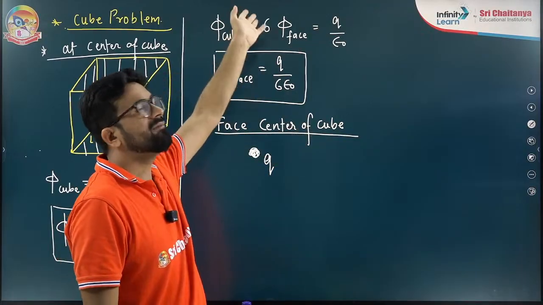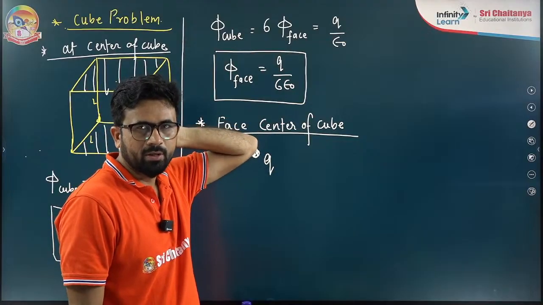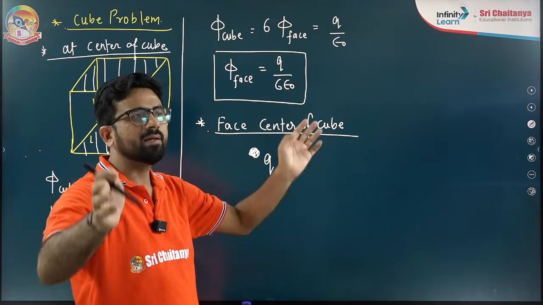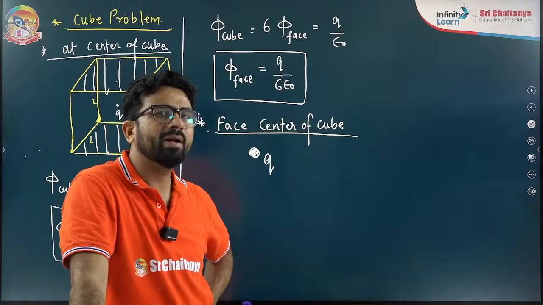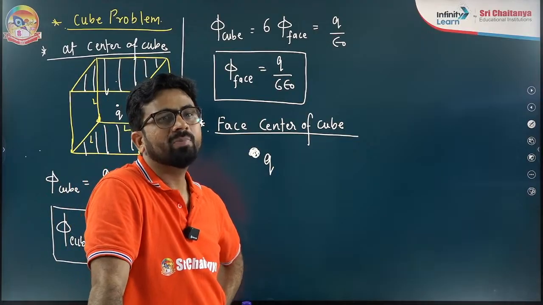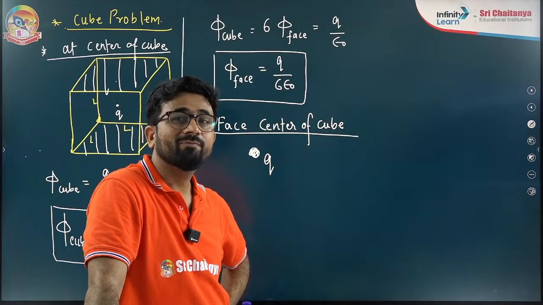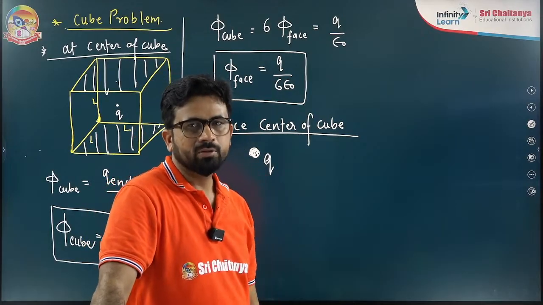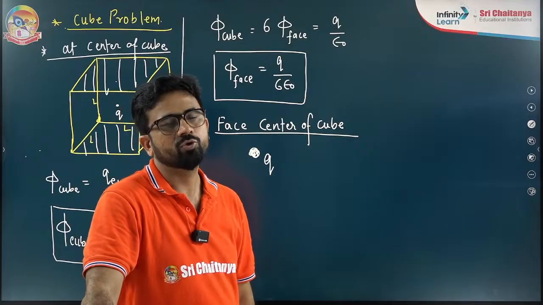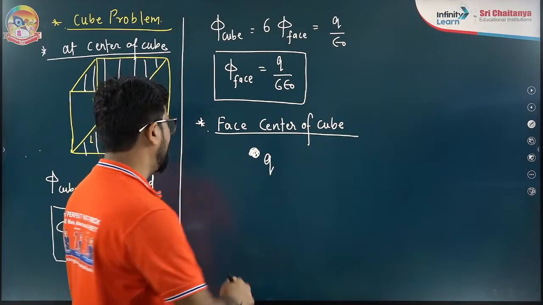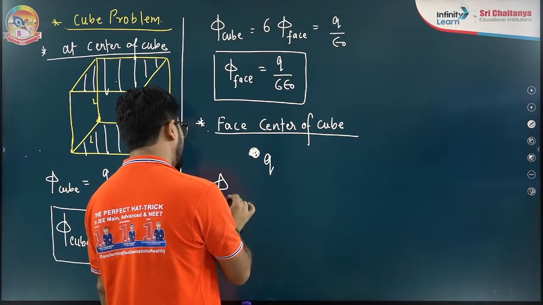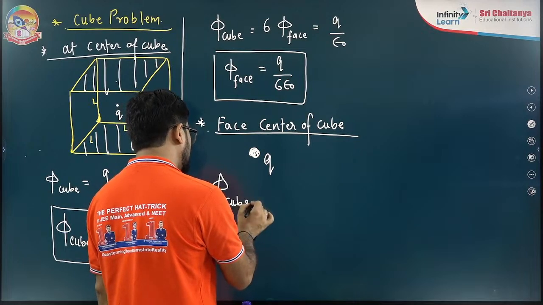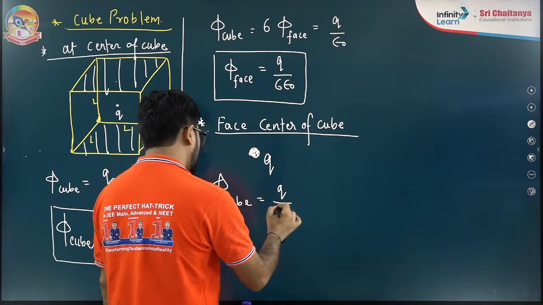I have to make one more room to enclose it. So in total the two rooms are there. The total flux is q by epsilon naught, but because both rooms are identical, how much is the flux associated with one room, one cube? That is half. That means q by 2 epsilon naught.